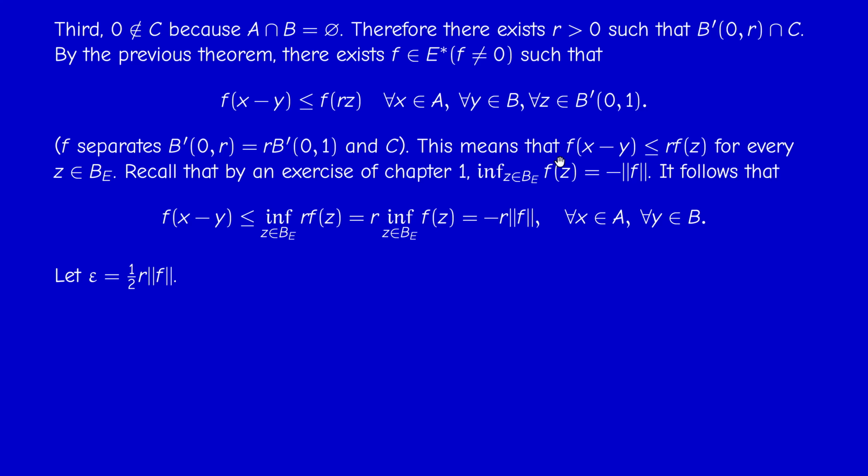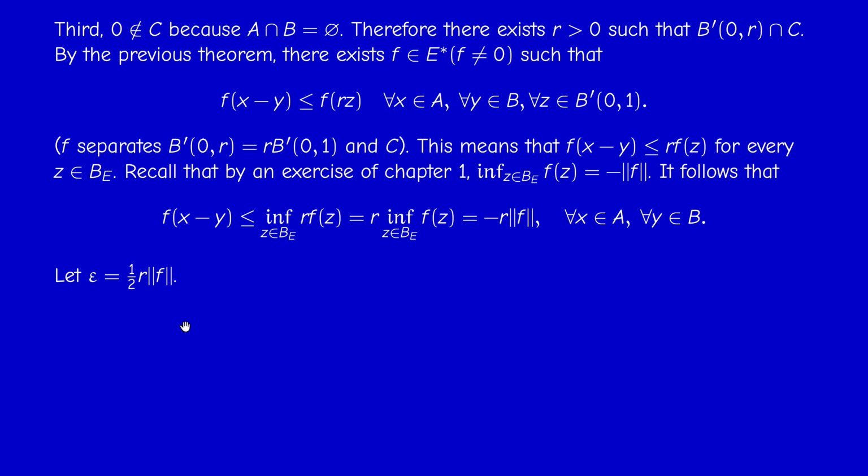So we don't need to take the supremum, we just take the infimum, because we fix x and y, and we let z vary. So this is a lower bound of this infimum. So f of x minus y is less than the infimum of r f of z. But since r is a constant, we can put it outside the infimum, and therefore we get minus r norm of f. And this is true for every x in A and for every y in B.